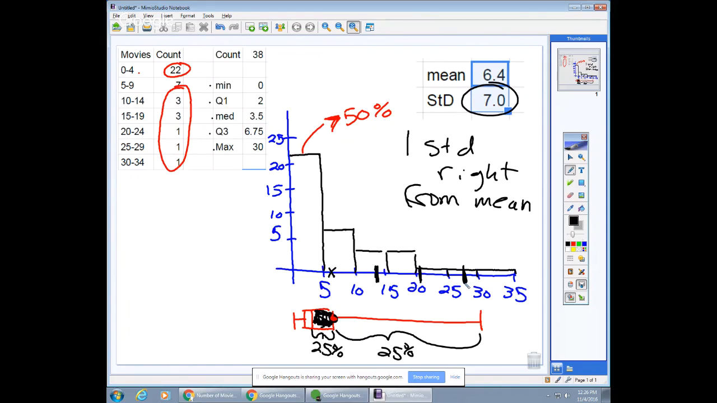Okay, so I'm going to mark those numbers. I'm going to have to use red because I'm running out of colors. So again, this would be 1. I'm going to call it plus 1s. Over here would be plus 2 standard deviations. This would be plus 3 standard deviations.